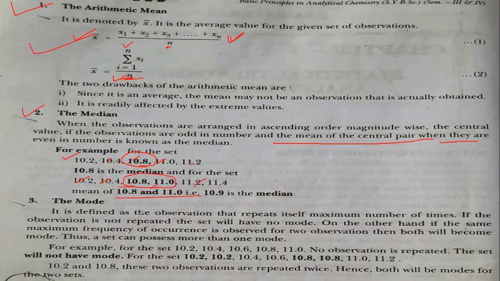That is called median. Okay. Now what is a mode? It is defined as the observation that repeats itself the maximum number of times. If no observation is repeated, the set will have no mode. On the other hand, if the same maximum frequency of occurrence is observed for two observations, then both will be the mode.